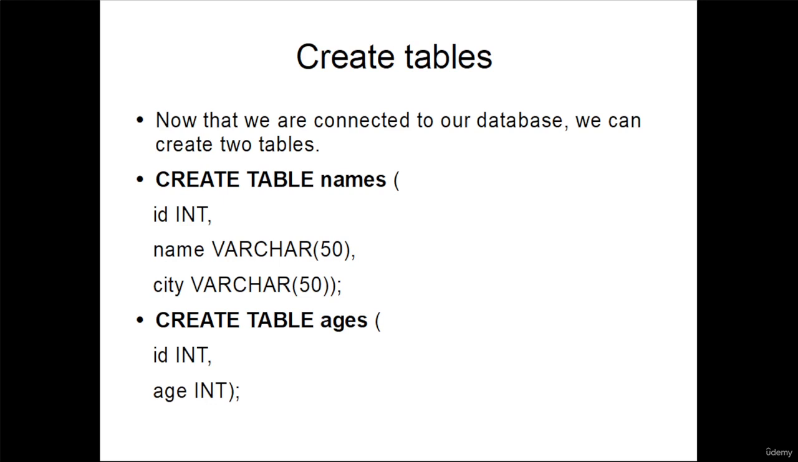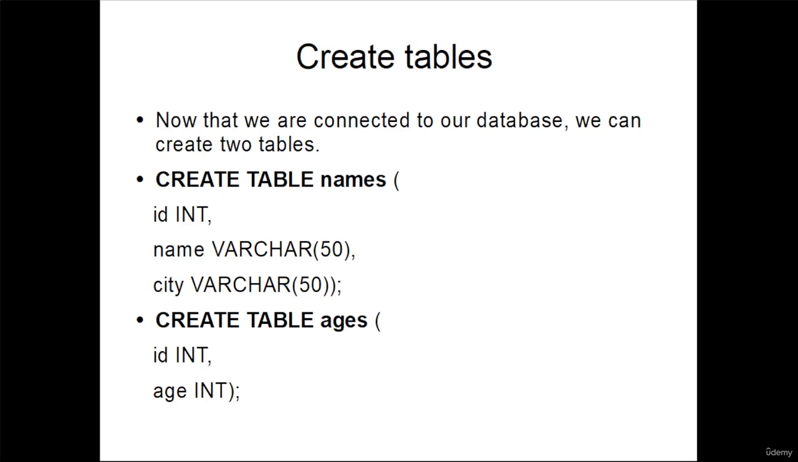The ID column is an integer type, meaning it stores whole numbers. The name and city columns use the variable character data type, which allows us to store text with a maximum length of 50 characters. Now, we can create the second table, ages. CREATE TABLE ages, id INTEGER, age INTEGER. Here, the ID column in ages matches the ID column in names.